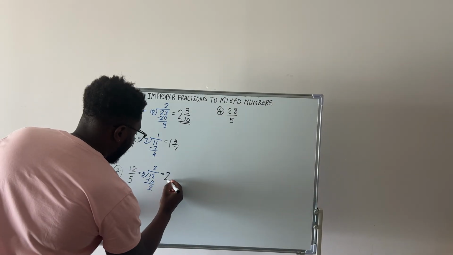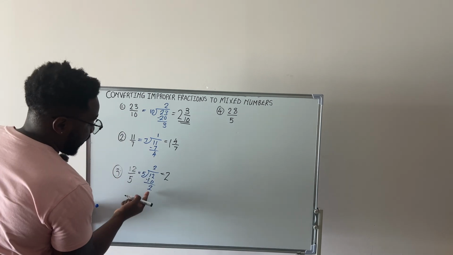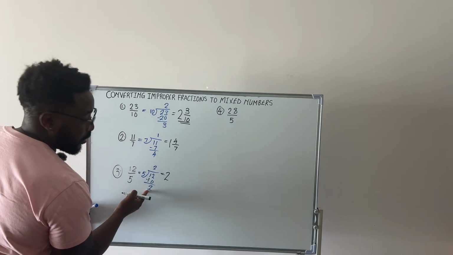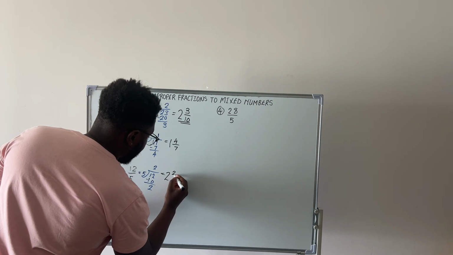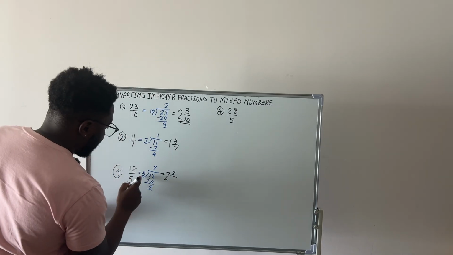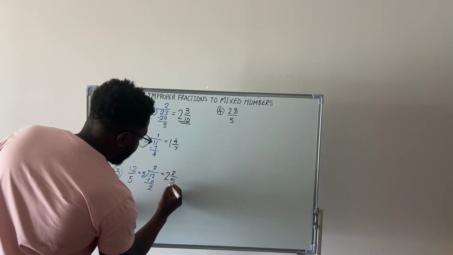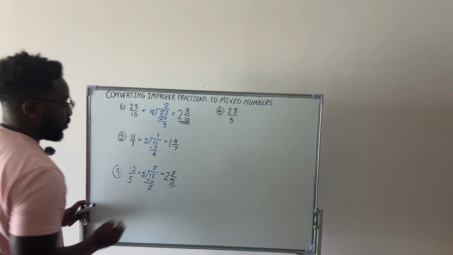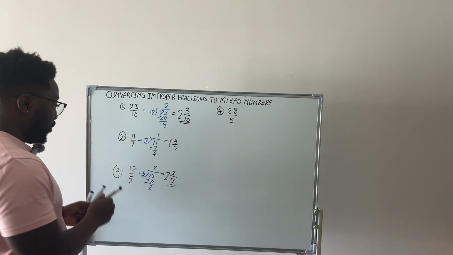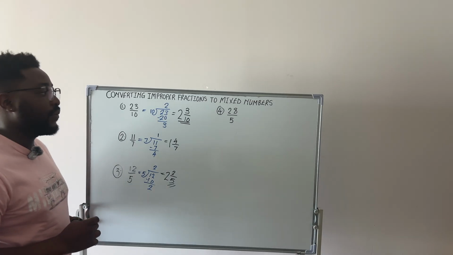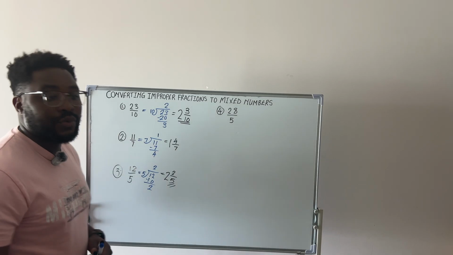2 as our whole number. And then this remainder here will be our numerator, which is 2. And we keep the denominator, 5. Okay. So we have solved question number 3. Now let us look at the last question over there.